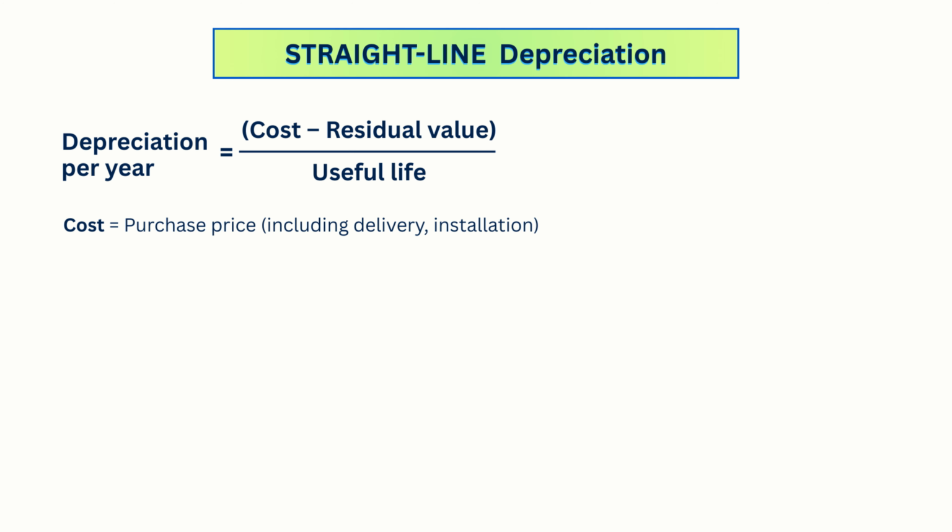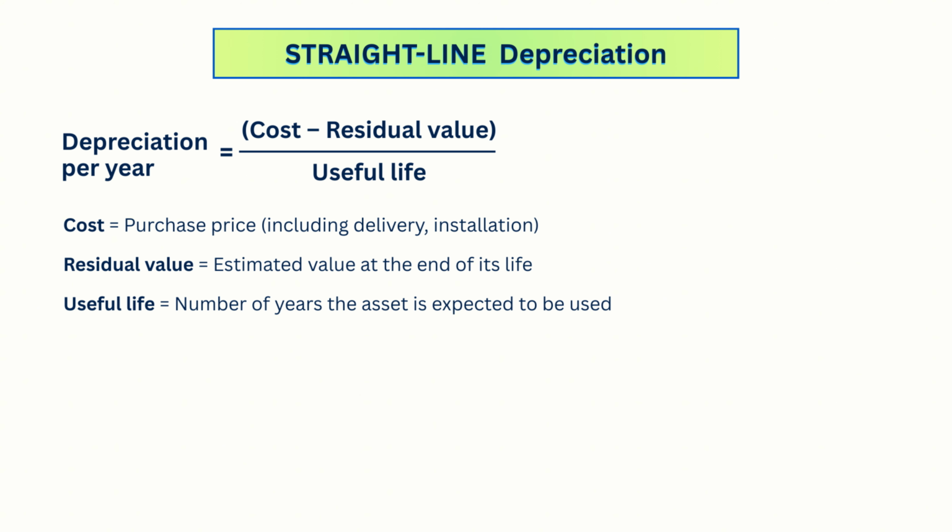Cost includes the purchase price, all costs needed to get the asset ready for use. So it might include delivery, installation, or registration costs, anything necessary to make an asset operational. Residual value is what the business expects to recover at the end. Basically, the estimated amount you could sell it for or dispose of it for when it's no longer useful. Useful life is the number of years the business expects to use the asset to generate benefit.